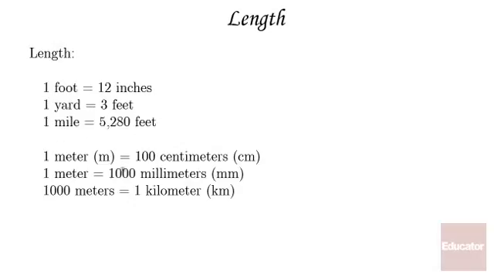Also, for length, we have meters. So 1 meter is equal to 100 centimeters. It's also equal to 1,000 millimeters. And 1,000 meters is equal to 1 kilometer. So the key here in converting is, you should know all of these, but it's also to determine which measurements are larger, which ones are smaller than the others.